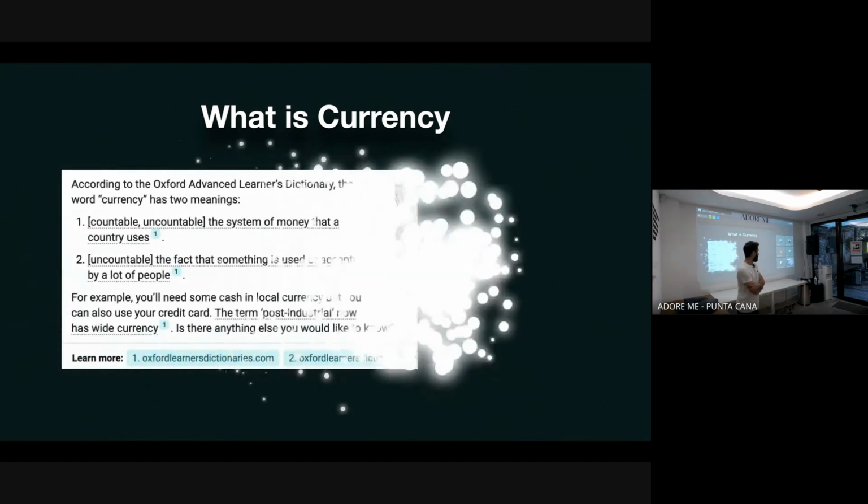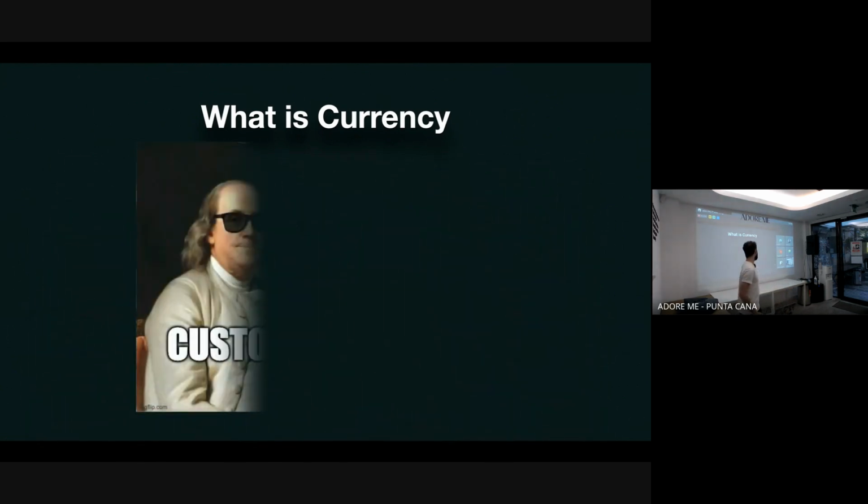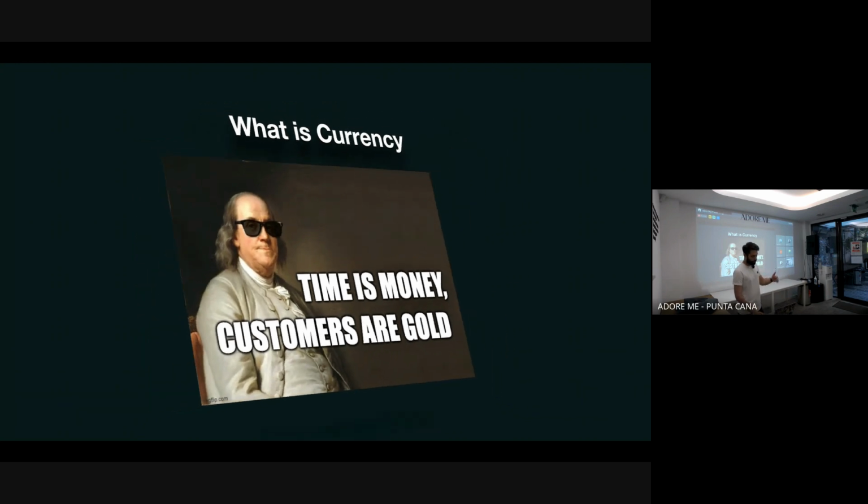Now, our entry point in today's presentation: what is currency? Currency, generically speaking, is a means of exchange and a thing that facilitates our transactions, right? Concretely speaking, we are talking about money in our day-to-day work. I don't know if you are familiar with this aphorism: time is money and customers are gold. What I can tell you for sure is that almost everyone in this room is working under this aphorism. Even if it's a big multinational corporation or a small startup, this is the thing that puts pressure on us, with a small difference between the layers.